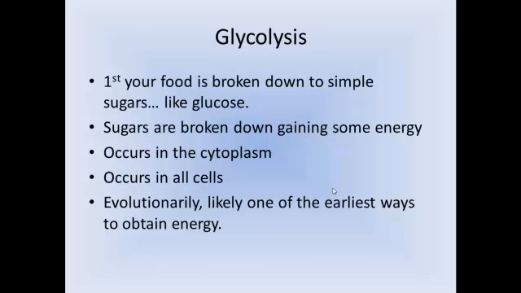And once your food is broken down into glucose, this is where the cell takes over to actually harvest energy from that food. Now, glycolysis occurs in the cytoplasm of the cell. It does occur in all cells, and it is the precursor, it is the first step of obtaining energy from your food for both aerobic and anaerobic processes.